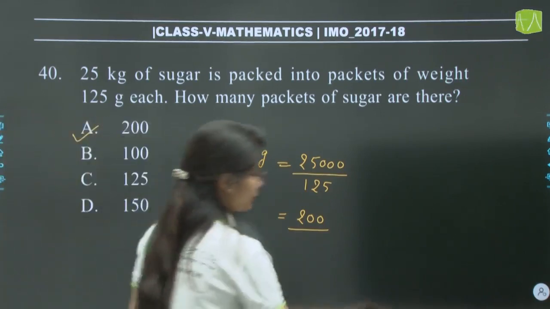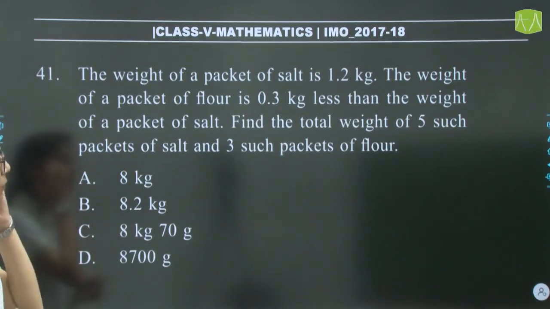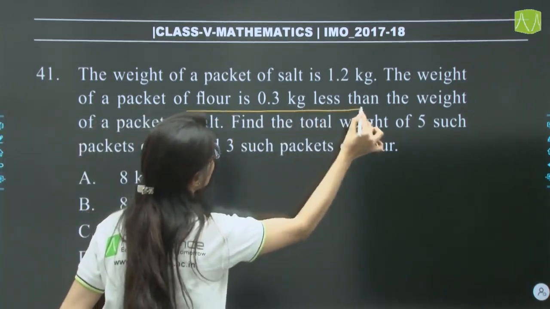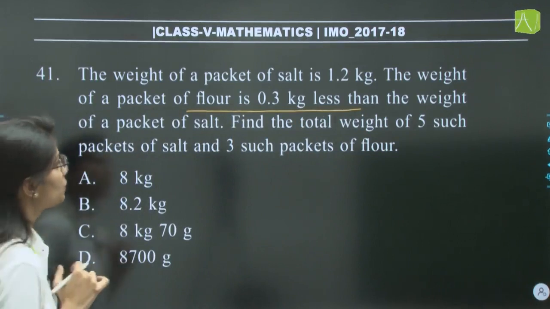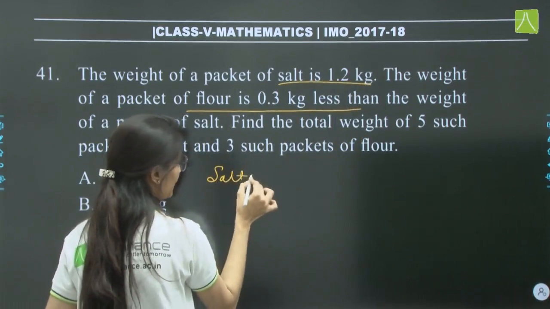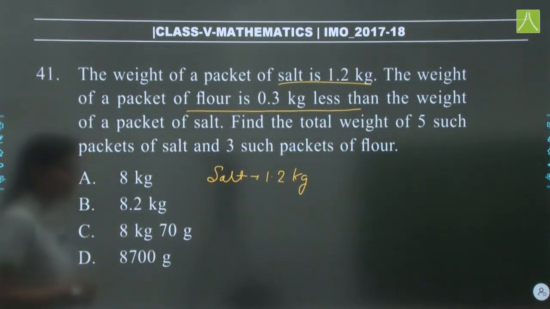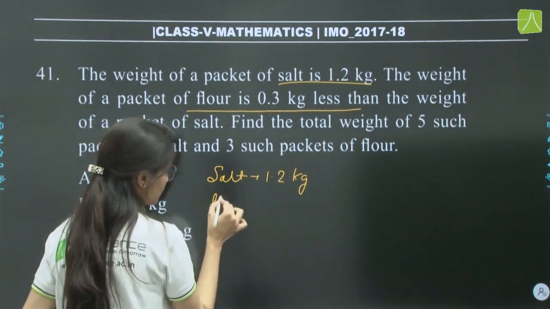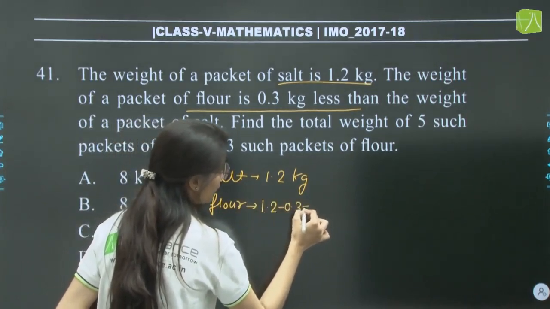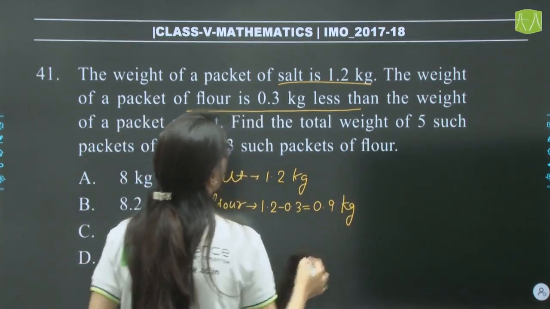Okay, let's take the next question now. The weight of a packet of salt is 1.2 kilogram and the weight of a packet of flour is 0.3 kilogram less than the weight of a packet of salt. So for salt we have the weight as 1.2 kilogram, and the weight of a packet of flour is 0.3 kilogram less. So we have to subtract 1.2 minus 0.3 to get the weight of flour. So it's 0.9 kilogram.